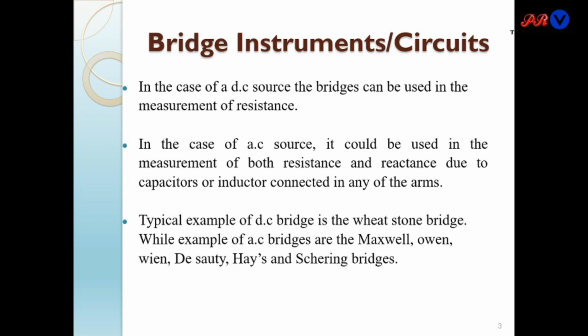In the case of a DC source, the bridges can be used in the measurement of resistance. In the case of an AC source, it can be used in the measurement of both resistance and reactance. Reactance may be inductive reactance or capacitive reactance, due to capacitors or inductors connected in any of the arms of the bridge. A typical example of a DC bridge is the Wheatstone bridge, while examples of AC bridges are the Maxwell bridge, Owen bridge, Wien bridge, de Sauty bridge, Hay bridge and Schering bridge.